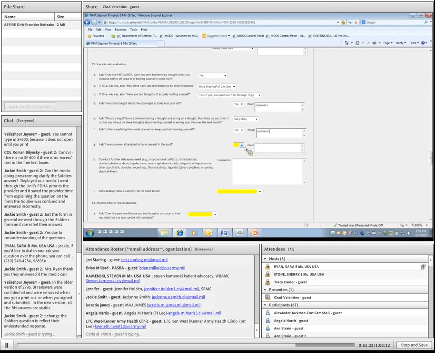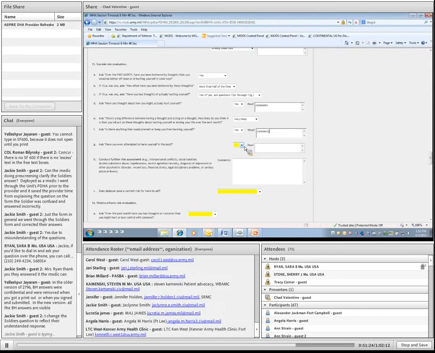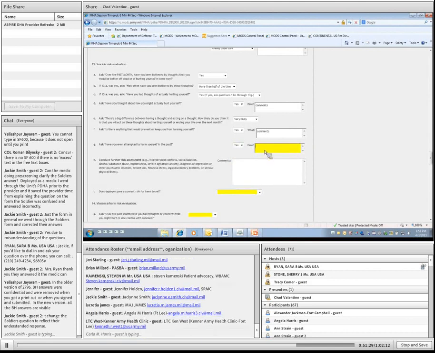And 13G is asking, have you ever attempted to harm yourself in the past? Once again, you're getting a yes or no answer. And say if we say yes to that one, once again, it's going to ask how. You would gather that information from the deployer. And once again, since these are positive responses, we have to fill those comments boxes out.